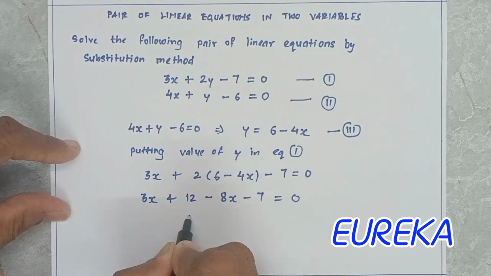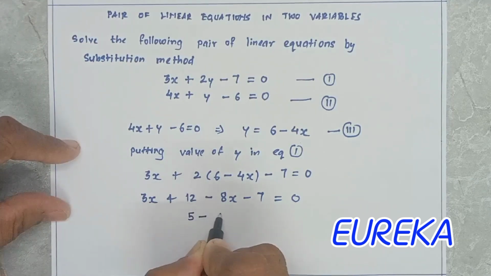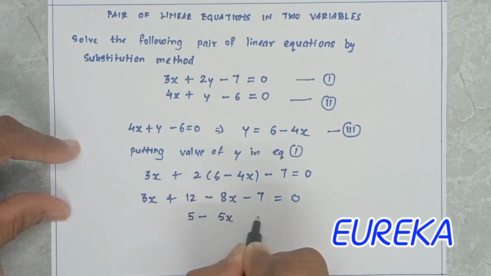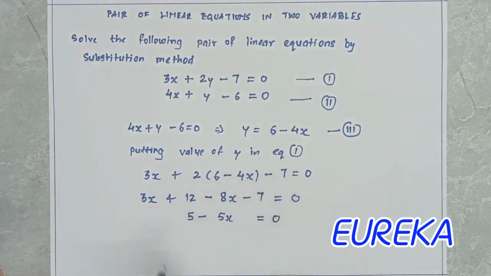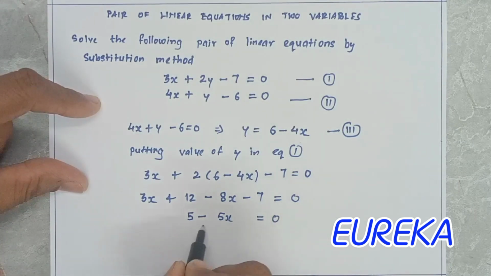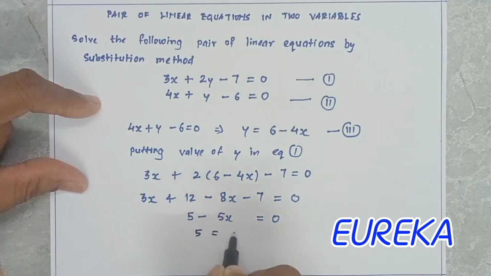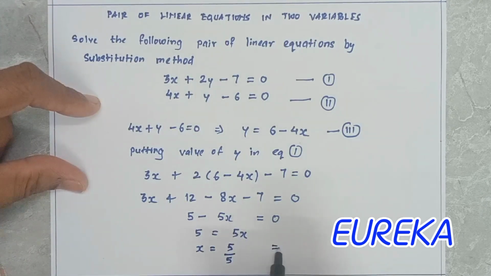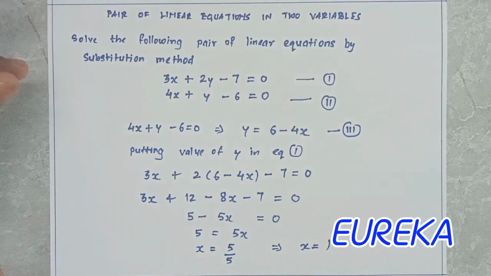So what we can write? 5 minus 5x equals to 0. Once again, 3x minus 8x is minus 5x and 12 minus 7 is 5. So what we get? We will send 5x on the other side. We will get 5 is equals to 5x, or x is equals to 5 upon 5. What this means? x equals to 1, because 5 upon 5 is nothing but 1.